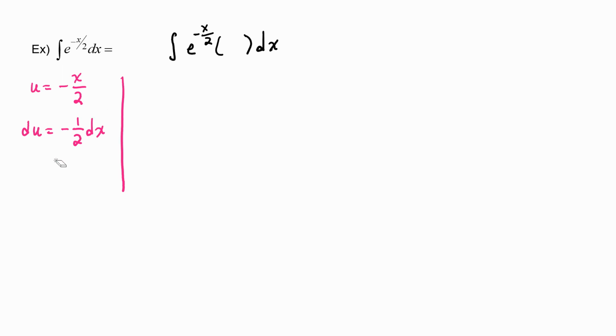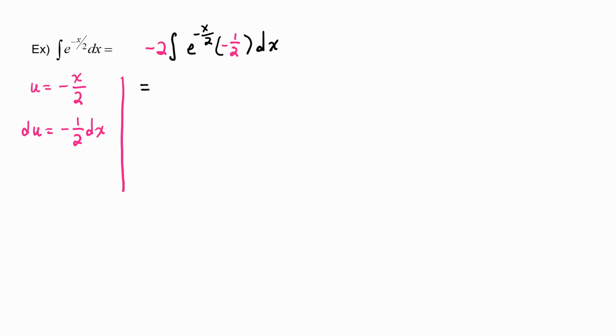Now, because our du needs that negative 1/2, we're going to multiply by 1 in the form of negative 1/2 times negative 2. Make sure you understand that negative 2 times negative 1/2 is equal to positive 1. So all we've really done is multiply by 1.